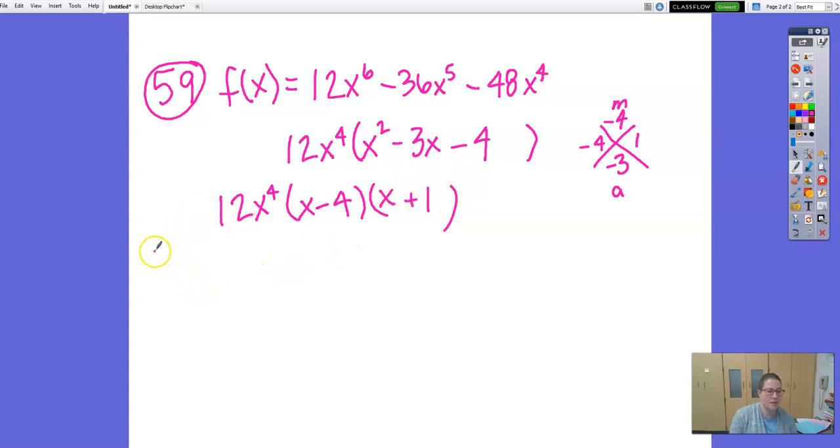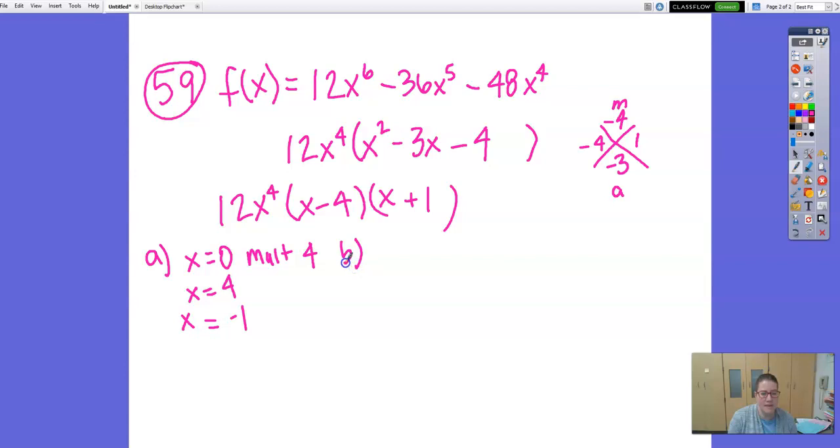So now I can go through my steps. I can find my zeros. Remember, if I just have an x out front here, it will just be 0. And because it's to the 4th power, its multiplicity is 4. My second one, x minus 4, my 0 would be 4. It has multiplicity 1, so I don't really need to write it. You could if you wanted to. And for the last one, we have x equals negative 1, also with multiplicity 1.